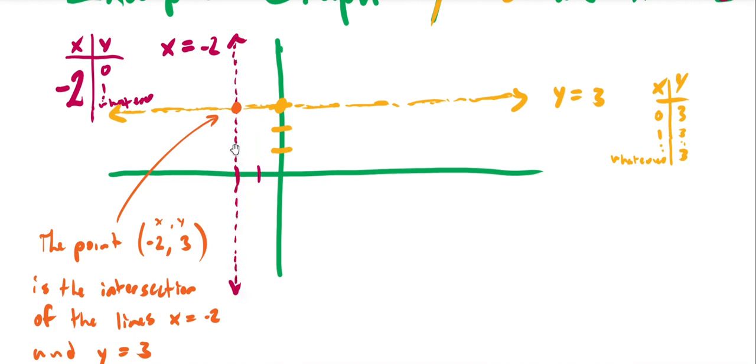A locus just means sort of like a rule in geometry. And the rule here is, hey, your x values, they got to be -2.